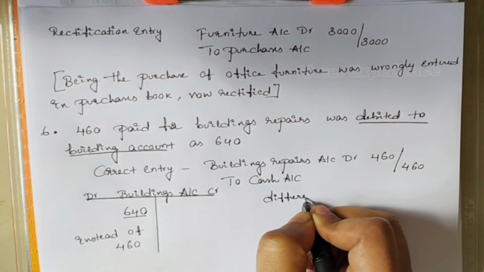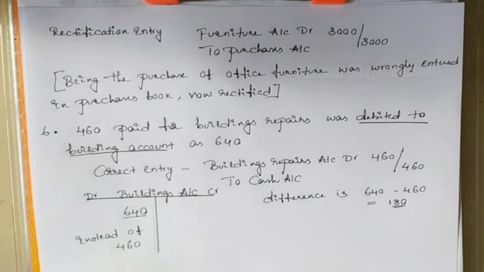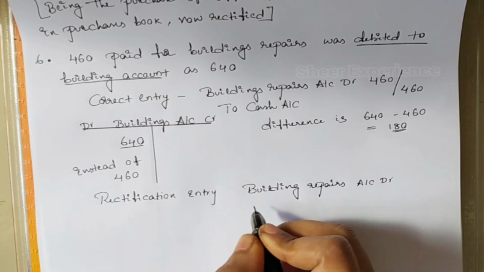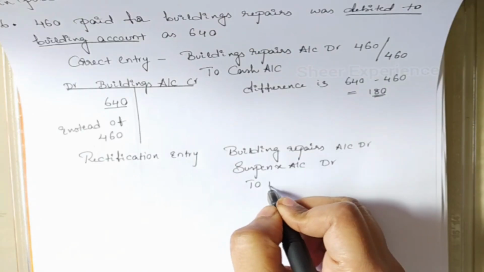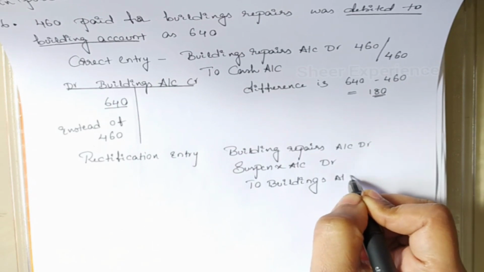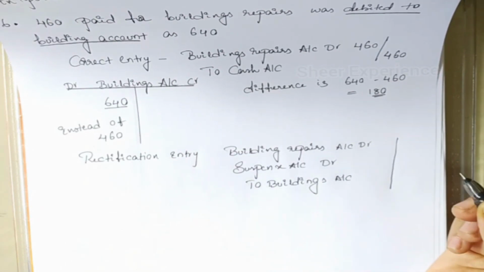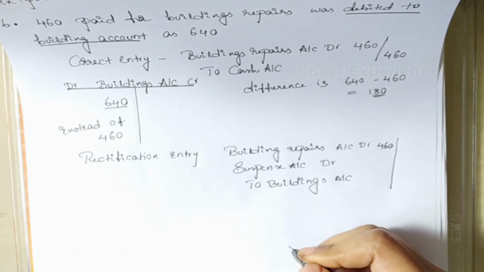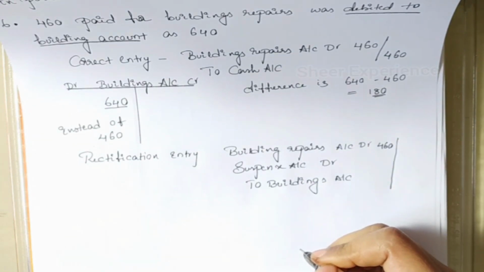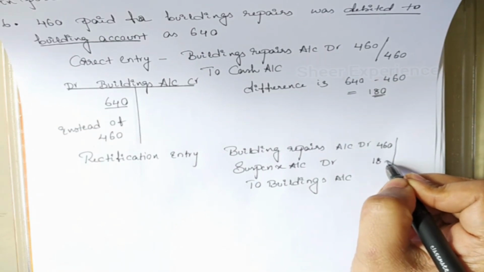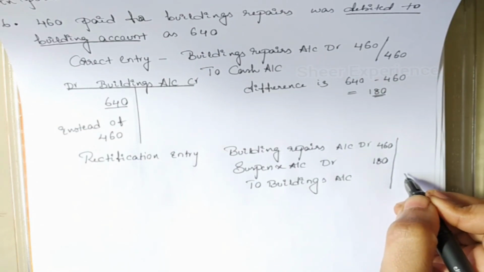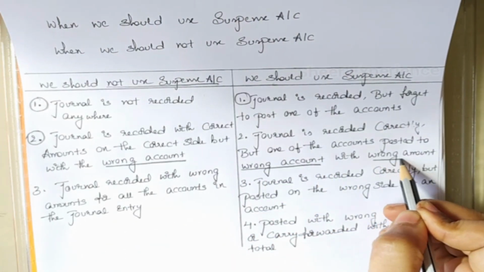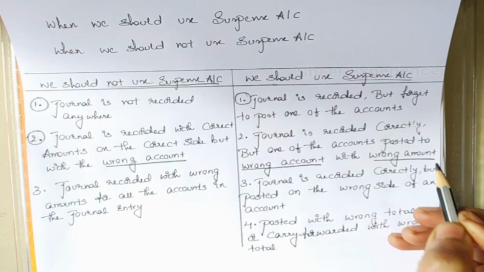The difference is 640 minus 460, which comes to 180. The rectification entry is building repairs account debtor, suspense account debtor to buildings account. Now we will update the amounts. For building repairs account, amount is 460. For suspense account, amount is 180. That is the difference amount. And for buildings account, the amount is 640. Since we have posted to the wrong account with the wrong amount, in this case, we have to use suspense account.